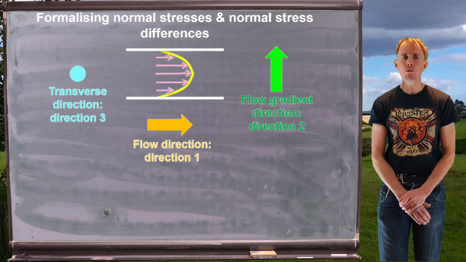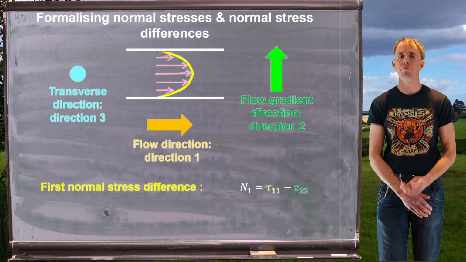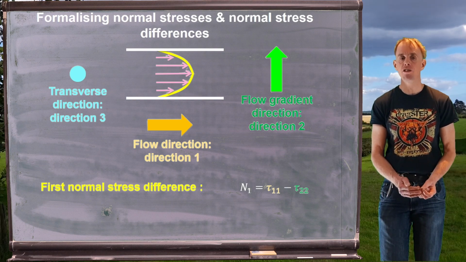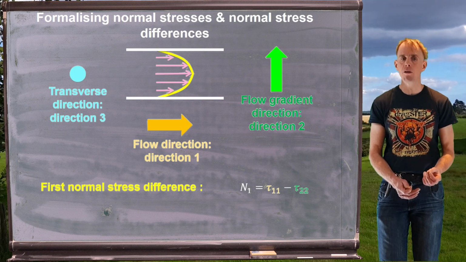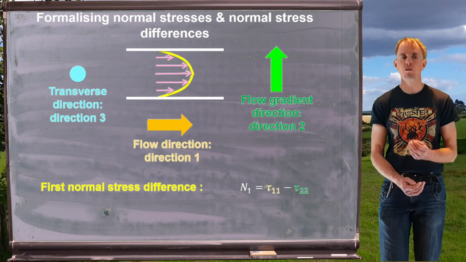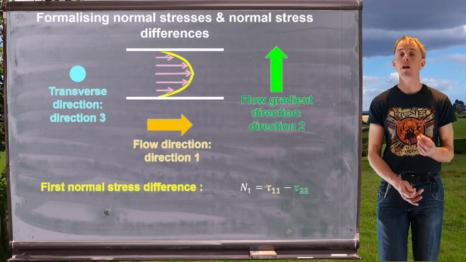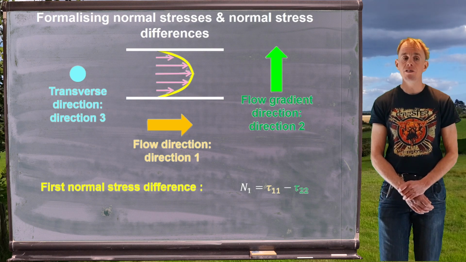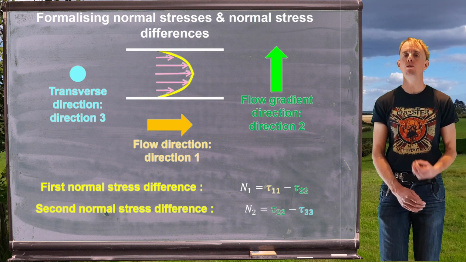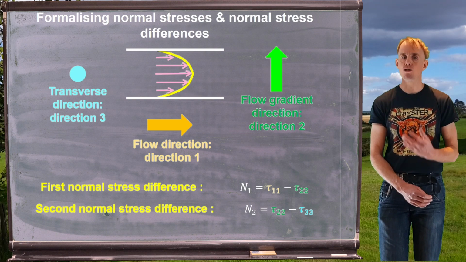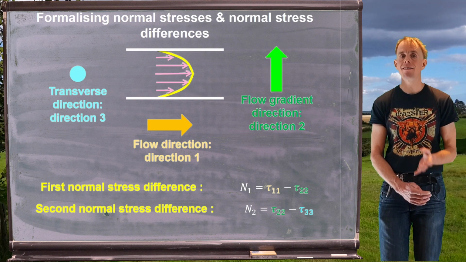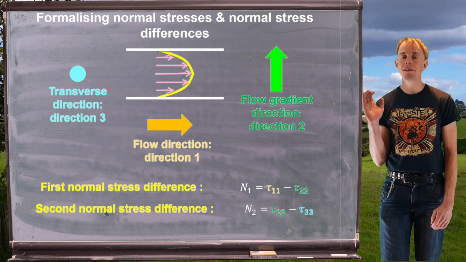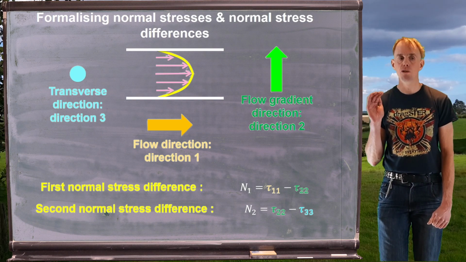So, now that we've thought about that, let's think about differences in these stresses. I'm going to define my first normal stress difference, N1, as the difference between tau 1,1 and tau 2,2. So the difference between the stress that you find along the streamlines versus the stress you find in the flow gradient direction. The second normal stress difference, N2, is therefore tau 2,2 minus tau 3,3, the stress that you'll find in the flow gradient direction, less the stress that you're going to find in that transverse direction. So those are the key definitions of our first and second normal stress difference.